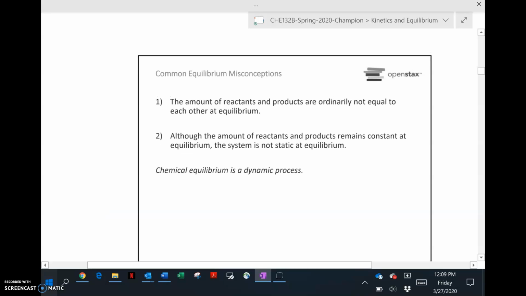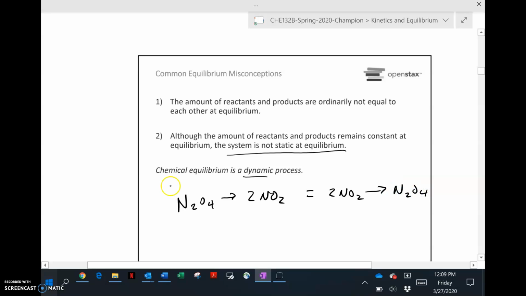All right, so again, one of the points we want to make is that when you get to equilibrium, the system is not static. That is, it isn't standing still. It's dynamic. It's in motion. What's happening at equilibrium is not that the N2O4 has stopped turning into 2 NO2s. It continues to do that, but the rate that the N2O4 turns into 2 NO2 is equal to the rate at which the 2 NO2s are turning into N2O4. That is, the rate of the forward reaction is equal to the rate of the backward reaction.